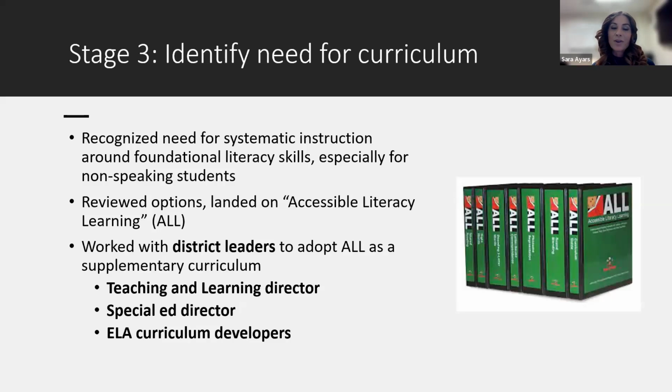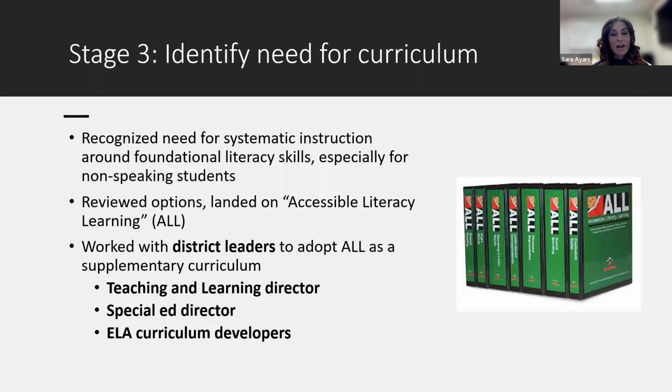Stage 3 was then recognizing the need for systematic instruction around foundational literacy skills. So teachers and therapists wanted to work on specific skill building like letter sound correspondence, sound blending, and phoneme segmentation, but were sometimes unsure of the best way to do that specifically with our non-speaking population. So after reviewing some options, we landed on Accessible Literacy Learning as a basic curriculum that we wanted to use to instruct this very specific cohort of students who were unable to access their gen ed curriculum as it was designed.